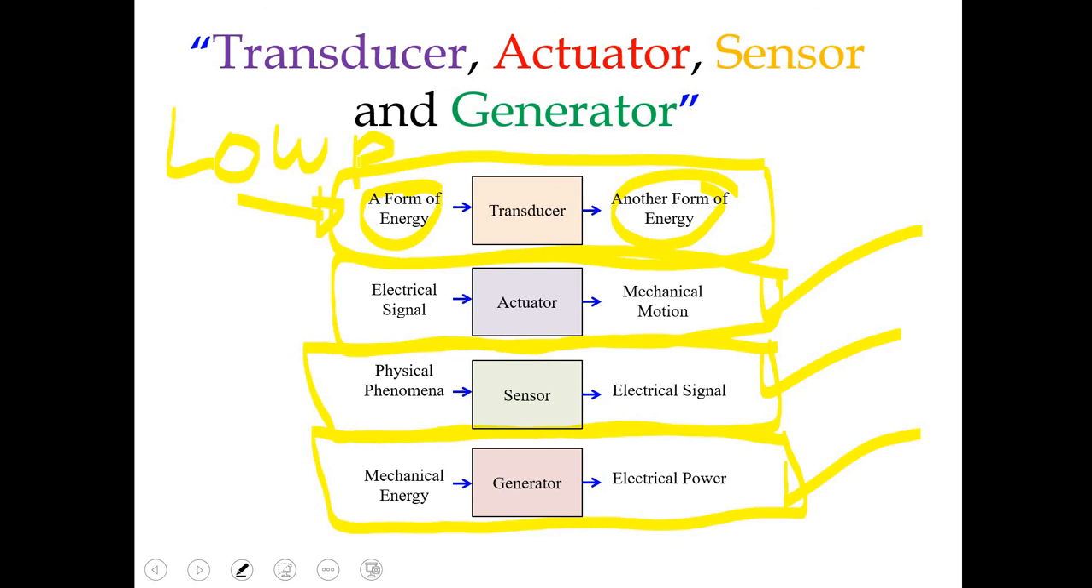However, the rest are considered high power. For example, the actuator needs a high power electrical signal, and the output will be a relatively high power mechanical motion. The generator is the same: it will produce high power and also consume high power of mechanical signals. However, the sensor is different. It takes a physical phenomenon and converts it into an electrical signal. This electrical signal could be low or high power, depending on the mechanism and the characteristics of the sensor.